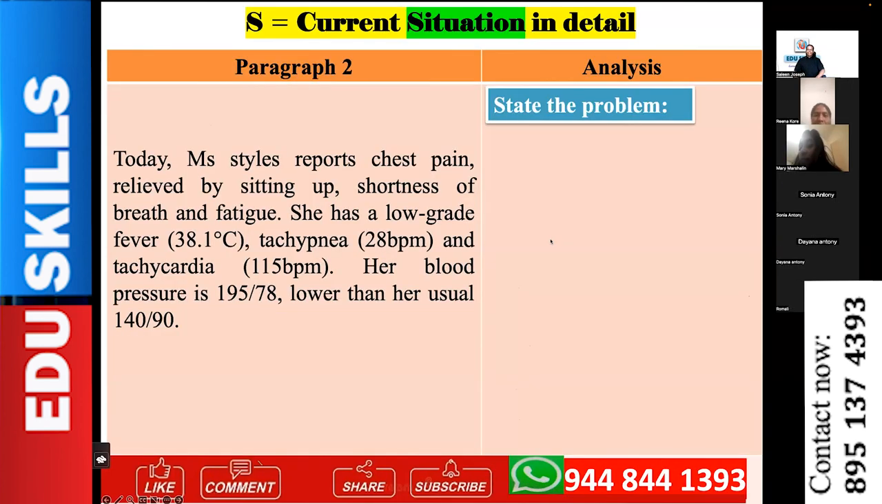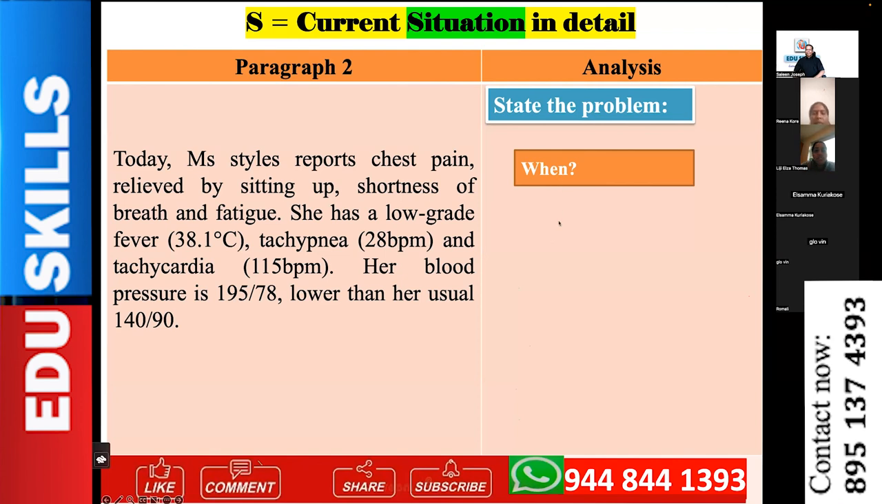This second paragraph, just look into this: state the problem. Paragraph 2, today what happened? First thing is today at the home nurse visit. Paragraph 2 means soon after the introductory paragraph. Today, Ms. Styles reports chest pain relieved by sitting up, shortness of breath and fatigue. She has a low-grade fever, 38.1 degrees Celsius, tachypnea, 28 breaths per minute, and tachycardia, 115 beats per minute. Her blood pressure is 125/78, lower than her usual 140/90. That's again a typing mistake.